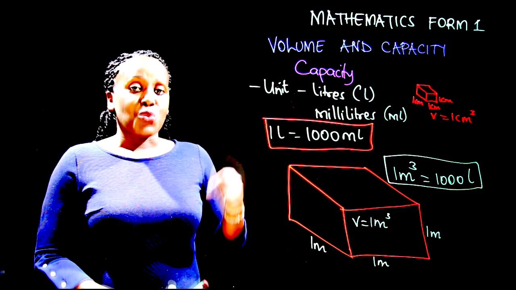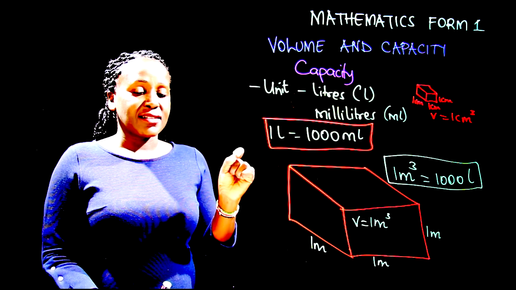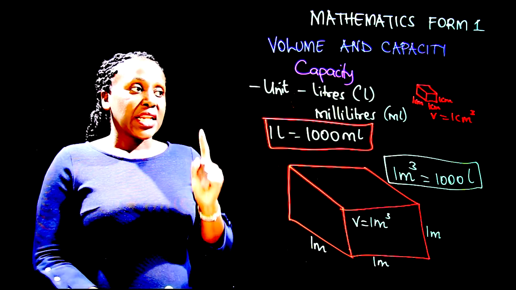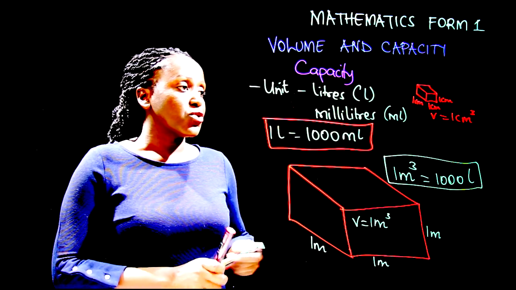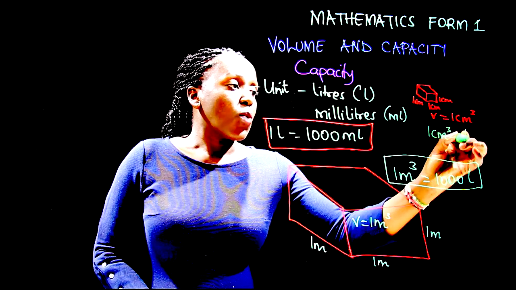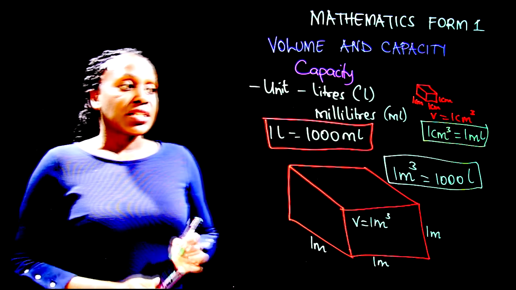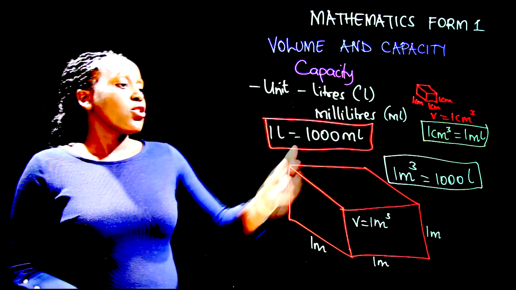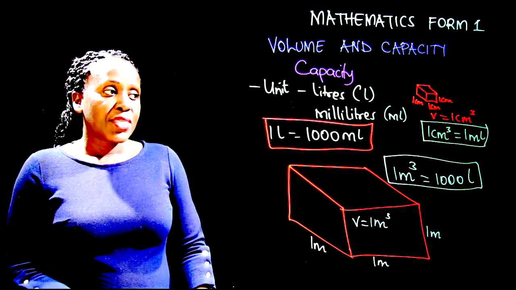Now, if you fill it with water, it will be filled by just 1 milliliter, not liter. A liter of water is so much. So we can say that the other relationship that we need to know is that 1 centimeter cubed is equal to 1 milliliter. Okay? 1 centimeter cubed is equal to 1 milliliter. The other one is that 1 meter cubed is equal to 1,000 liters.